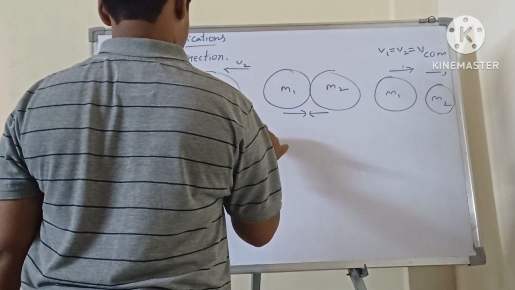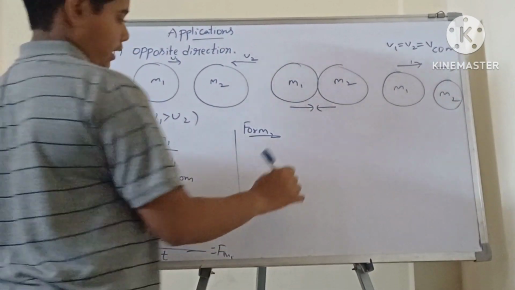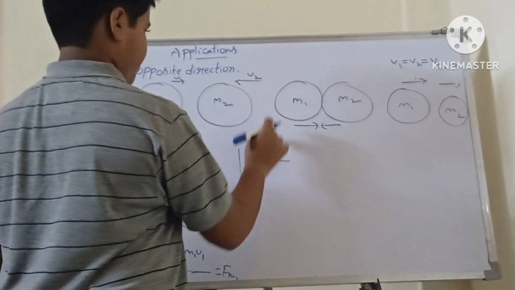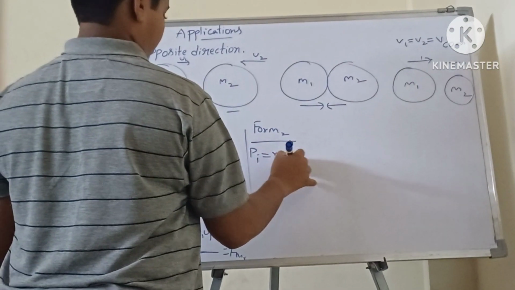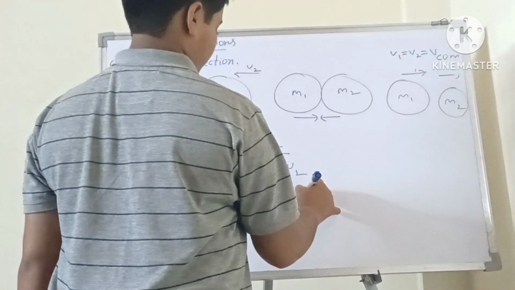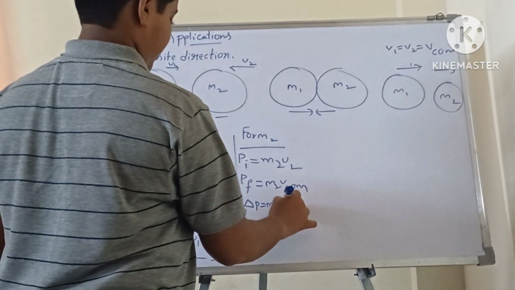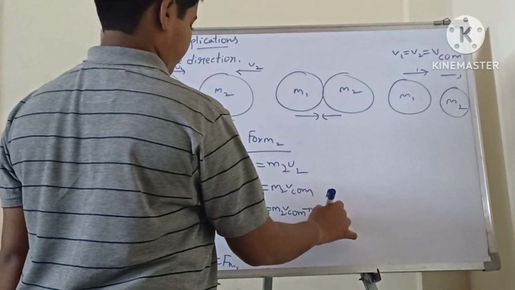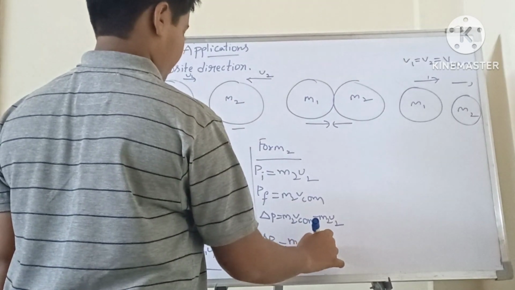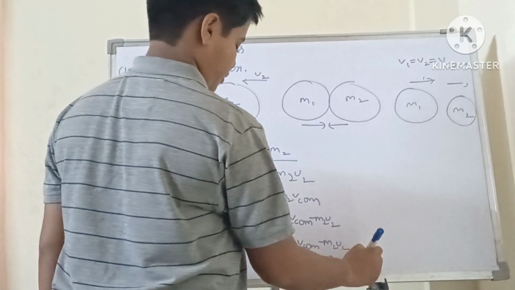Then for m2, initial momentum m2 u2, final momentum m2 vcom. Okay, so here change in momentum is m2 vcom minus m2 u2. So divide by time, so m2 vcom minus m2 u2 by time. This is the force of m2.